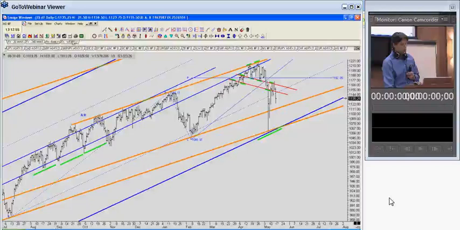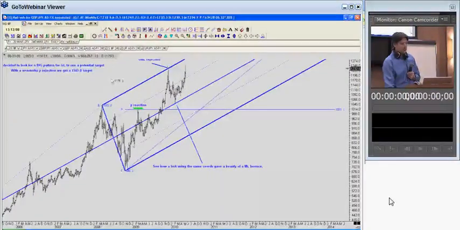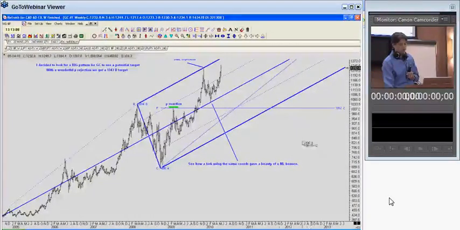Let me look at just one more, just to show. I think I showed an intraday. If I haven't, I'll jump back. This is gold. Someone asked me to look at a bigger picture of gold. This is a weekly chart for gold. Got a pitchfork, got an ABCD formation.